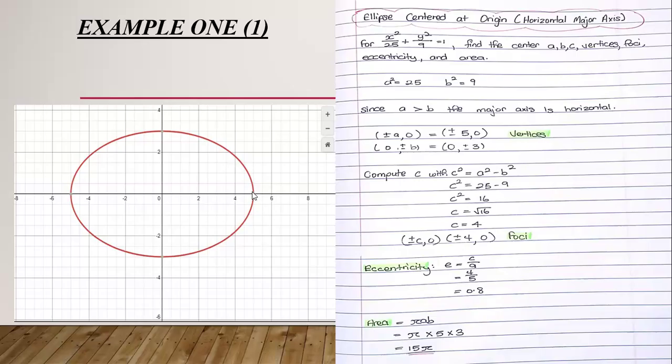Now this first point here, plus or minus 5, 0, would be here, or if we have negative 5, it would be over here. Over here would be positive 5. If, say, we're using this vertex here, 0, 3, positive 3, it will be up here. And if it's negative 3, to the bottom here.